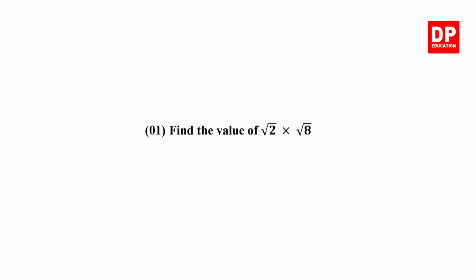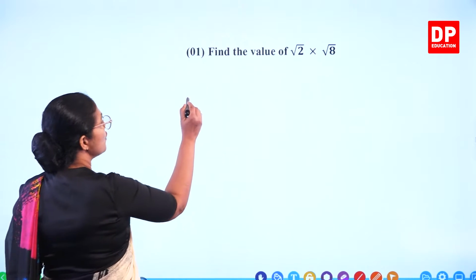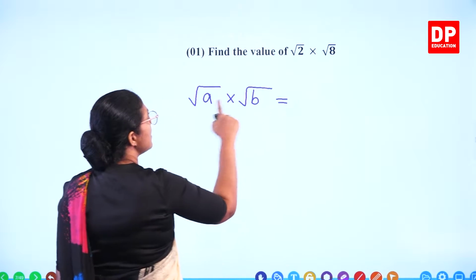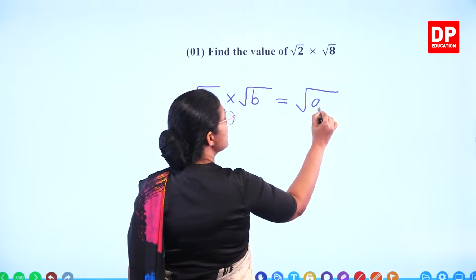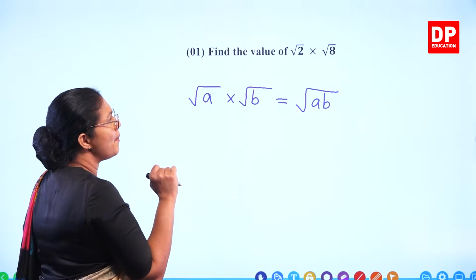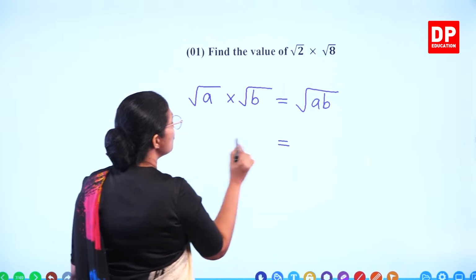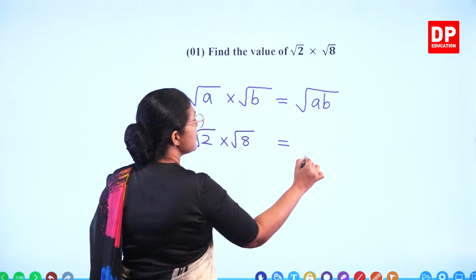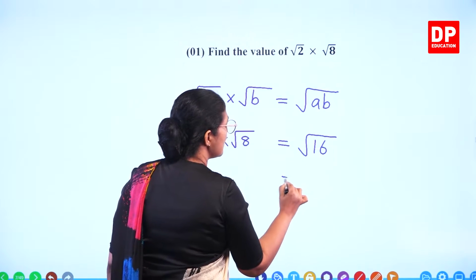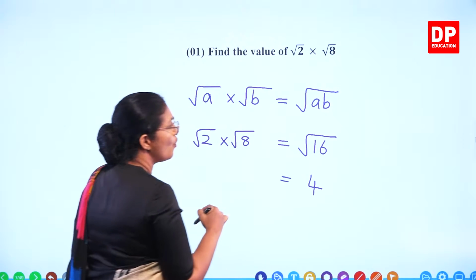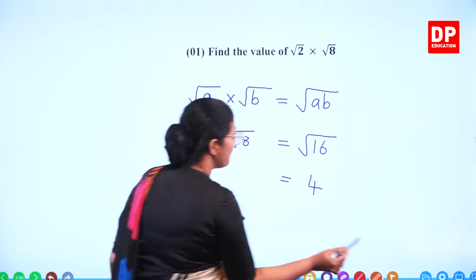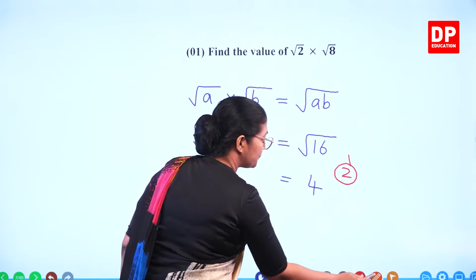Let's do question number 1. Find the value of root 2 into root 8. When you are multiplying root values, what can you say? Root A into root B, you can write as root of AB. You can just multiply these two. So root 2 into root 8 is root 16. What is square root of 16? Square root of 16 is 4. So you get 4 as the answer and 2 marks for that question.